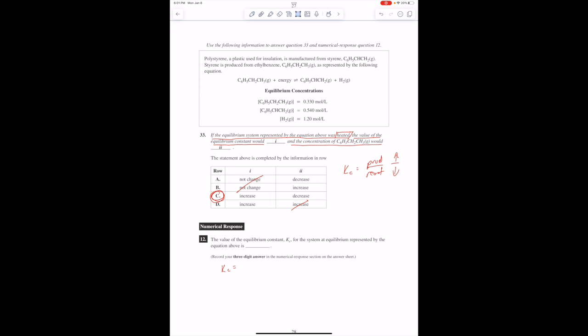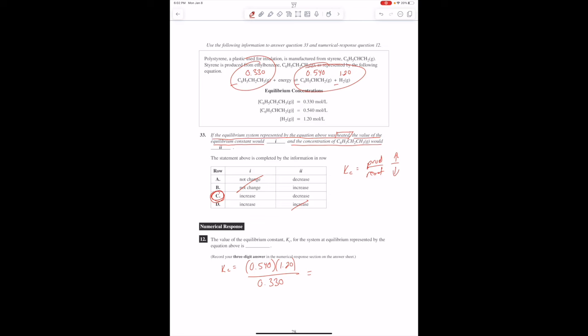Okay, this one is 0.330. This one is 0.540. H2 is 1.20. I'm just going to look. No coefficients. So they're all ones. So it's products over reactants, right? So these are first. So I'm going to have 0.540 times 1.20 divided by 0.330. I do the math on that.